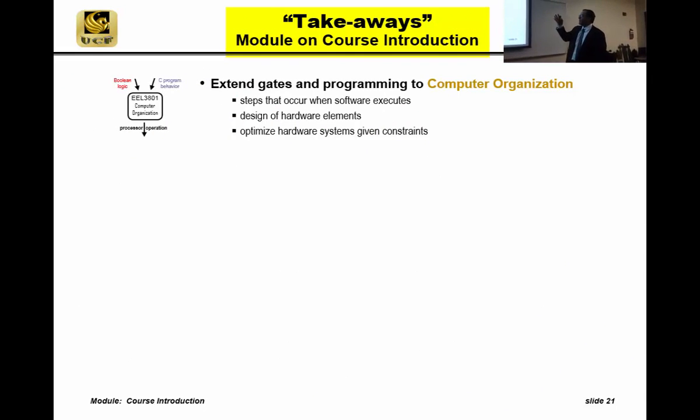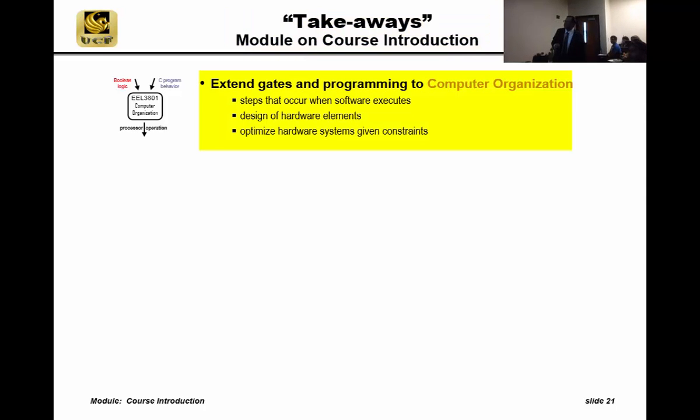Okay, so we're wrapping up. I always end each module with the takeaways. The takeaways are things that you should know at the end of the class, that you should actually take with you and have an understanding of. So the concept of computer organization is extending gates and programming together to realize a processor operation. We're going to define that as instructions, which are the steps when software executes. That's the next module. And design of the hardware elements: we design them with gates, Boolean gates. And we're going to optimize hardware systems given constraints.